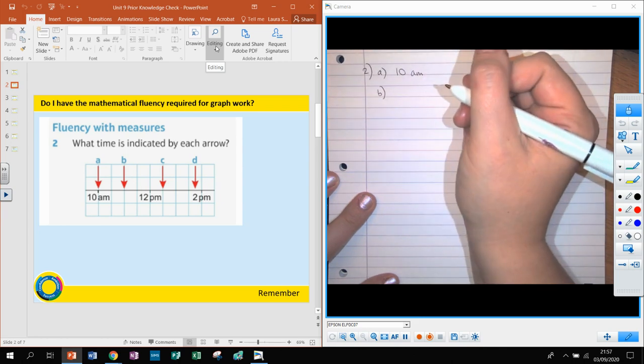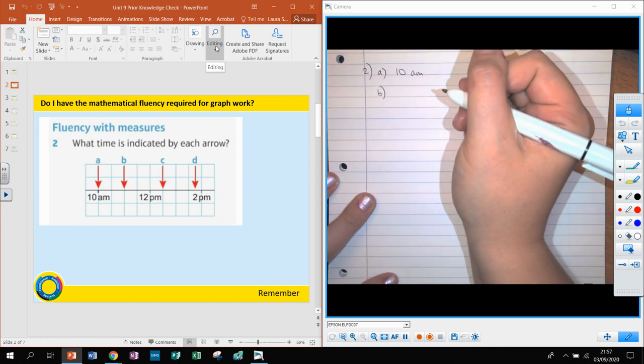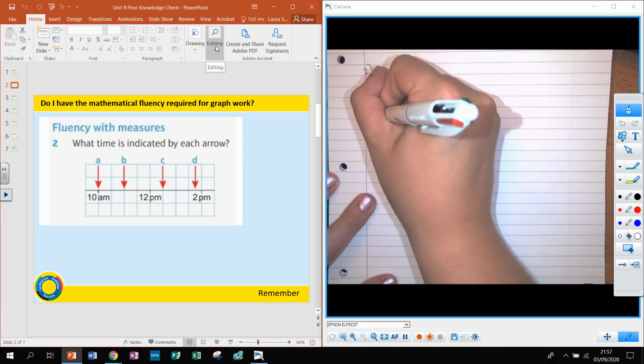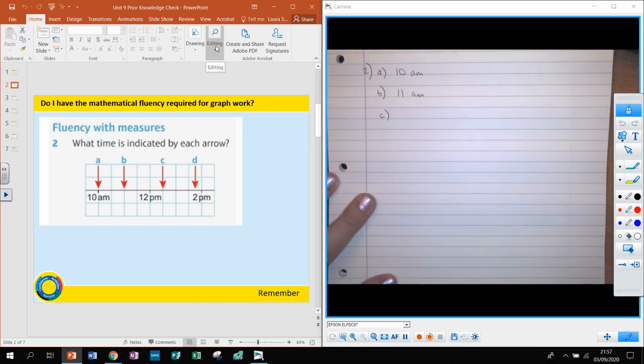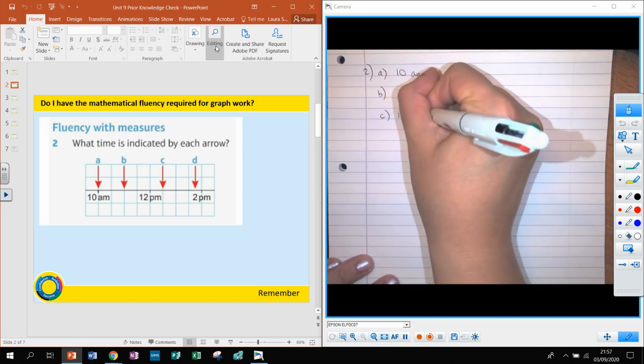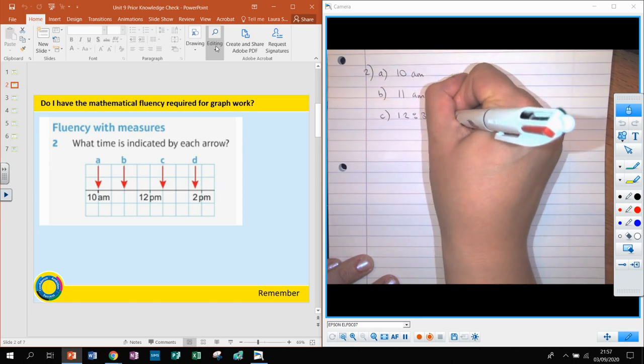If we look at part B, that's halfway between 10 a.m. and 12 p.m., which we know is 11 a.m. If we look at part C, then that is only one small square. Now we've already worked out by looking at it that that's half an hour. So we can confidently say that that is 12:30 p.m.